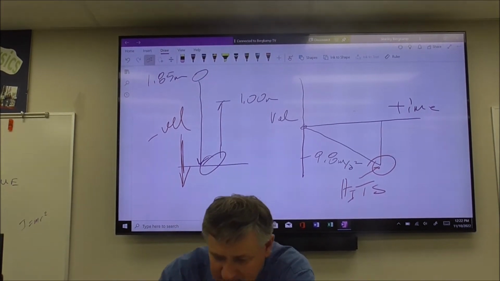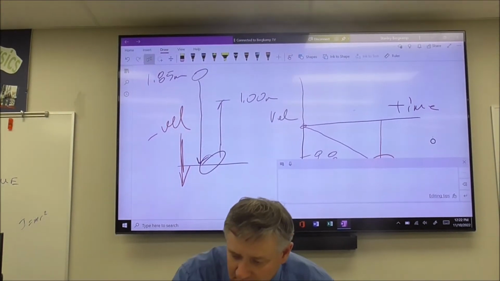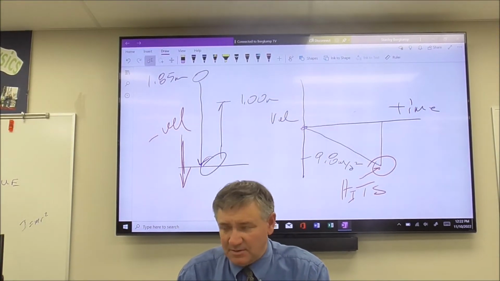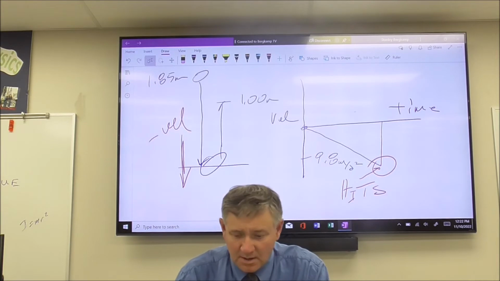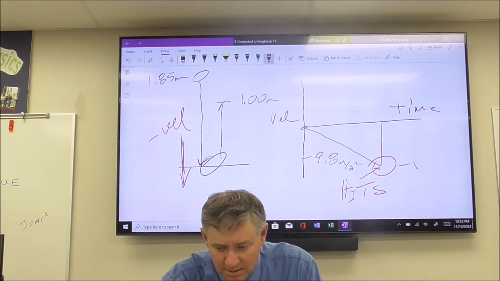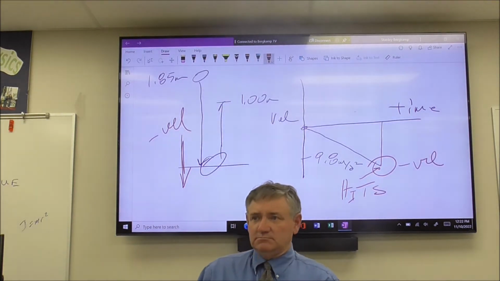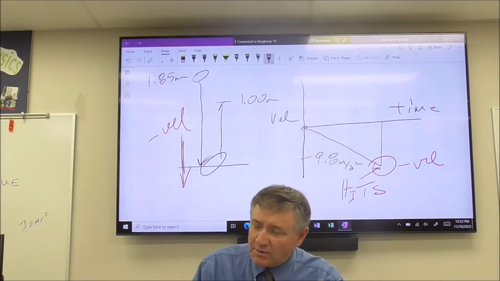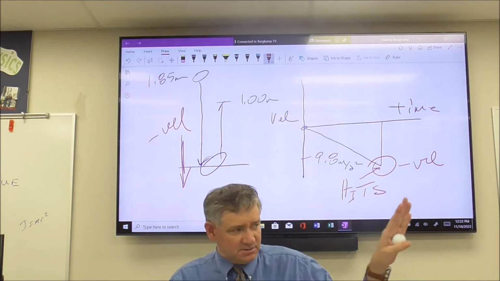So when it hits, okay, let's talk about this. When it hits, what do you know about the velocity? Is it going to be positive or negative? Negative. So it's going to hit with some negative velocity. It's going to be some negative number, right? We'll deal with that later. I don't know what the number is. I don't care what the number is. We'll get to that point.